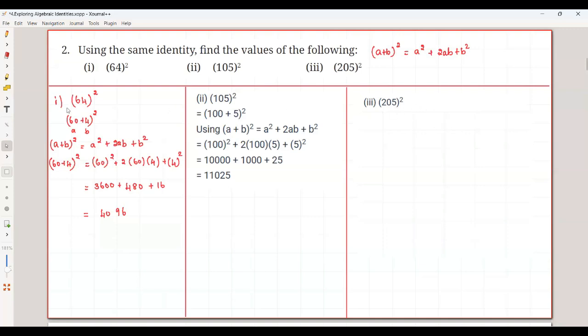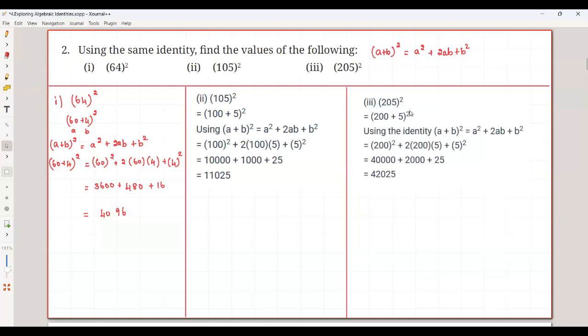Now the same way, 205 the whole square means we can just split it as 200 plus 5, the whole square. Use the identity A plus B the whole square is equal to A square plus 2AB plus B square. So replace the values with A as 200, B is 5. So 200 square plus 2 into 200 into 5 plus 5 square. 200 square is 40,000 plus 2 into 200 is 400, into 5 is 2000, plus 5 square is 25. So add everything. Totally we'll be getting 42,025.